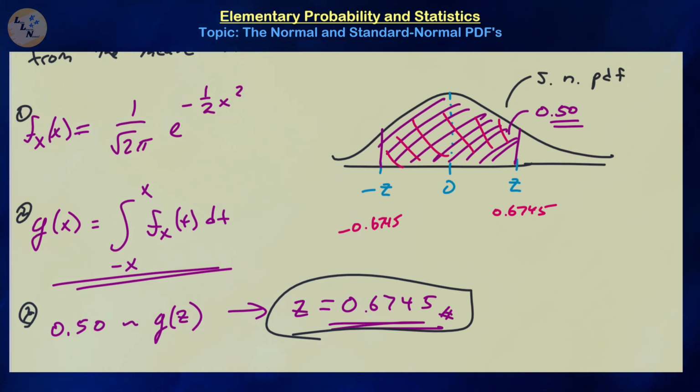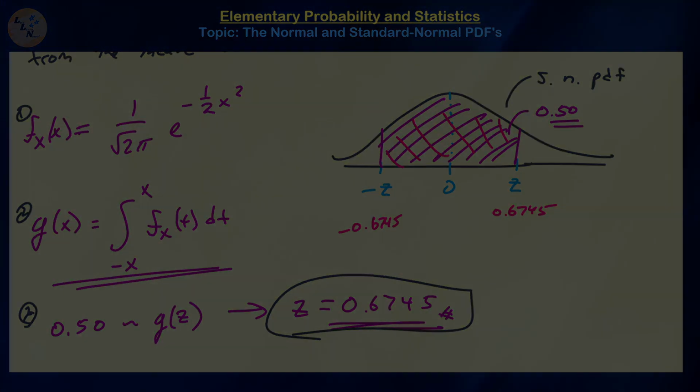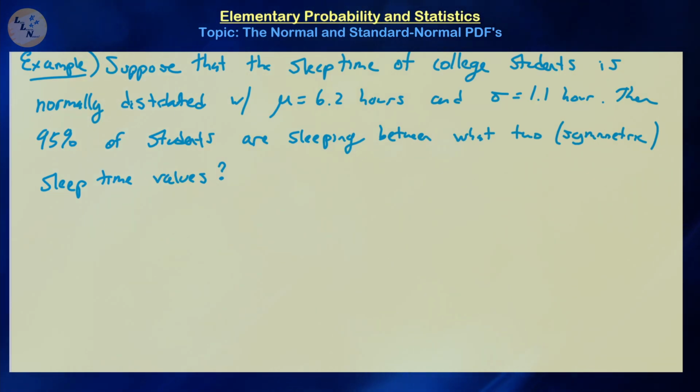Now let us look at one last example just to close all this off, to sort of see how we can use this information to solve a particular real-world problem. So let us assume that the sleep time of college students is normally distributed with an average sleep time of 6.2 hours and a standard deviation of 1.1 hour. Then 95% of students are sleeping between what two symmetric sleep time values?